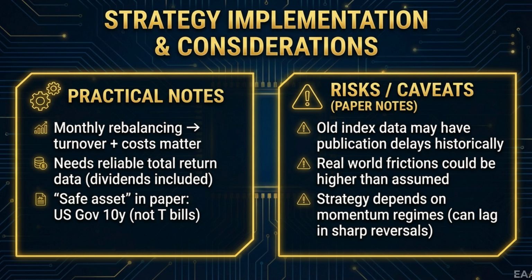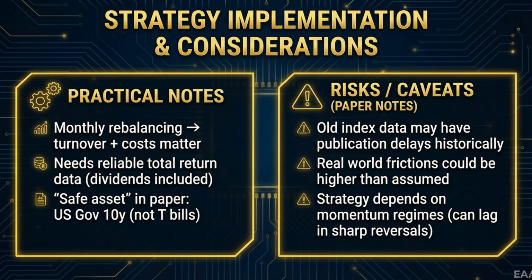A few implementation notes. This strategy rebalances monthly, so transaction costs and slippage matter. The paper assumes modest costs, and the results are based on index total returns. Also, the authors explicitly caution that early century index data might not have been available in real time, and real-world frictions, especially historically, could be higher.